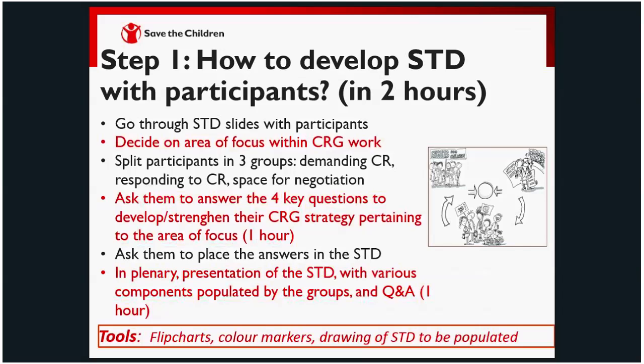You could split participants into different groups that look at all of these different child rights dimensions, and what you need to ask them is to answer those 4 key questions to develop and strengthen their child rights governance strategy. And normally it takes 1 hour when you work on this sort of presentation. And then in a plenary, you discuss and ask them to place these answers in the strategic thinking diagram and all of these questions, so that you relate. How does it relate to each other?